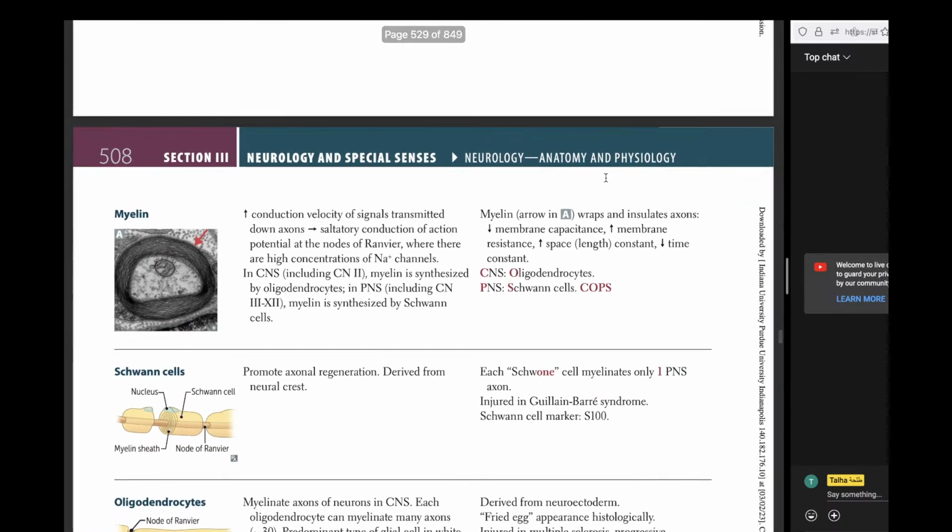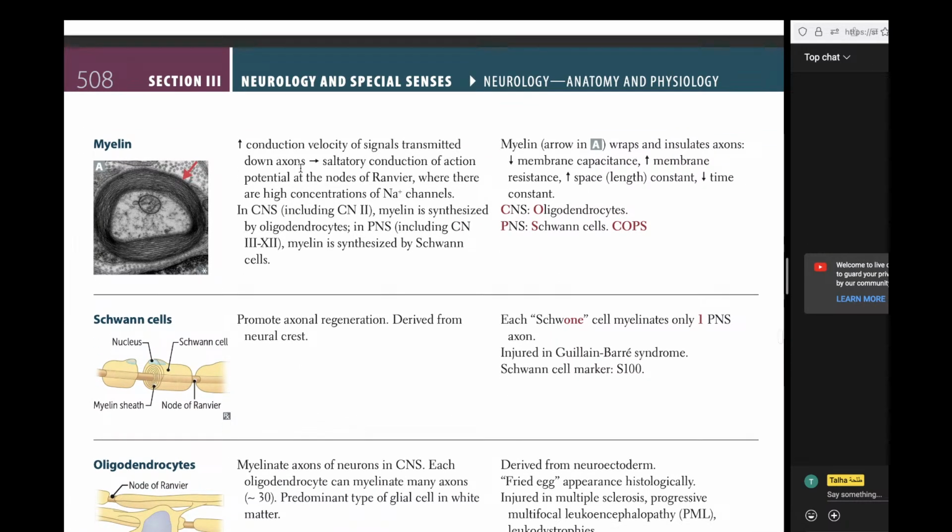Interesting. Okay. And then myelin increases conduction velocity of signals transmitted down axons, saltatory conduction of action potential through nodes of Ranvier, where there are high concentrations of sodium channels. In CNS, including cranial nerve 2, myelin is synthesized by oligodendrocytes. In PNS, including cranial nerves 3 through 12, myelin is synthesized by Schwann cells. Got you. Myelin wraps and insulates axons, decreases membrane capacitance, increases membrane resistance, increases the space length constant, and decreases the time constant. Okay, CNS, oligodendrocytes, PNS, Schwann cells, so COPS. CNS, oligodendrocytes, PNS, Schwann cells.